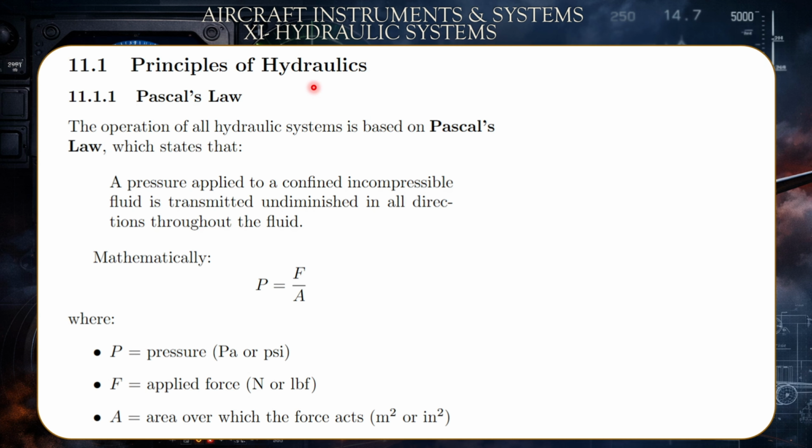Principles of hydraulics. According to Pascal's law, the operation of all hydraulic systems is based on that law of pressure. A pressure applied to a confined, incompressible fluid is transmitted undiminished in all directions through the fluid. Mathematically, pressure is equal to force divided by A, which is the area that the force is being applied against. P is the pressure in Pascal or PSI, pound per square inch. F is the applied force in Newton or lbf, pound-force. And A is the area over which the force is acting, whether in square meters or square inches.